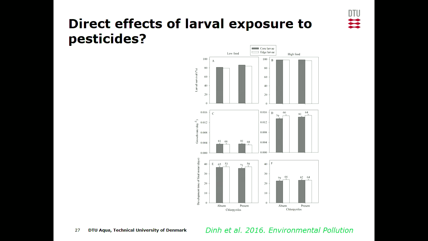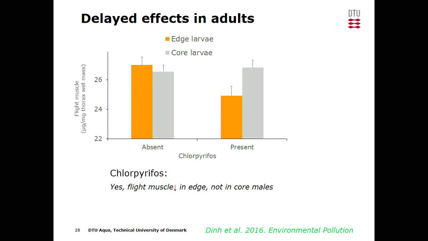So when I exposed them to pesticide chlorophylls, I did not see any pesticide effect here. You see there's no difference between pesticide and control at different food levels. But when they become adults and I measured the fly muscles, you see the fly muscles decrease in the edge population, and this might have consequences for range expansion in the near future.